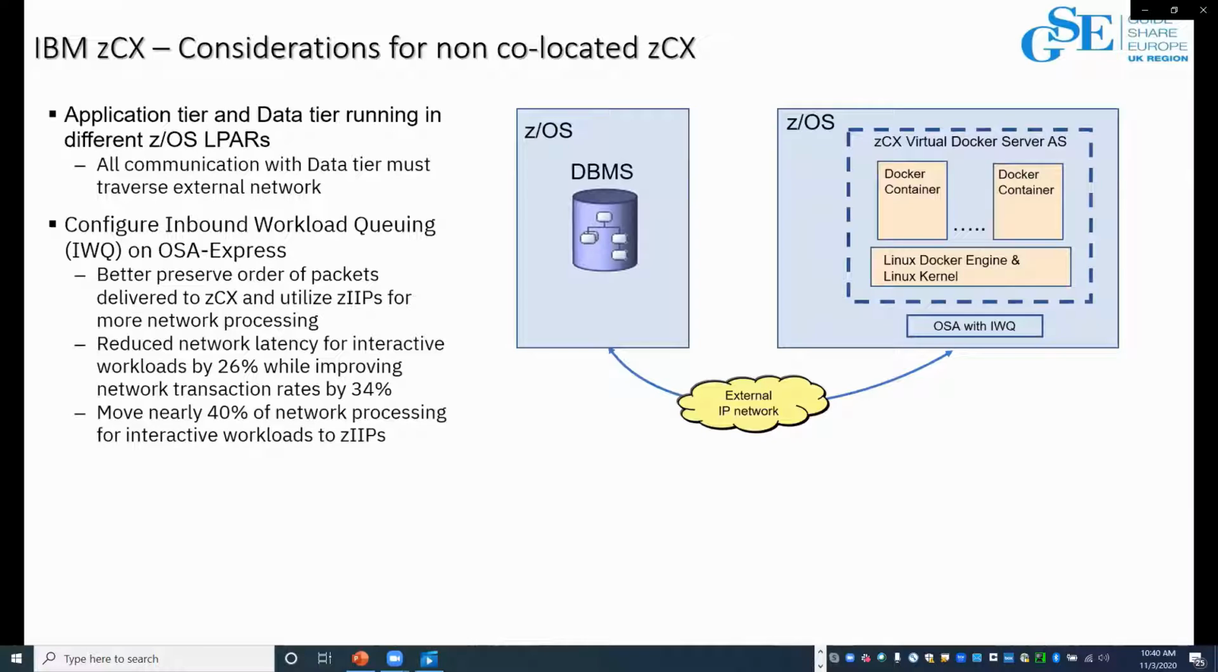In testing done in our environment, we compared an interactive workload running in a configuration not using the IWQ function with a configuration that did. With IWQ enabled, better batching of packets and preservation of packet order is achieved, and we saw a reduction in response times by over 25% and improved transaction rates by 34%. And because we are able to schedule inbound z/OS processing on zIIPs, about 40% of the z/OS network processing for the workload can be moved to these zIIPs.